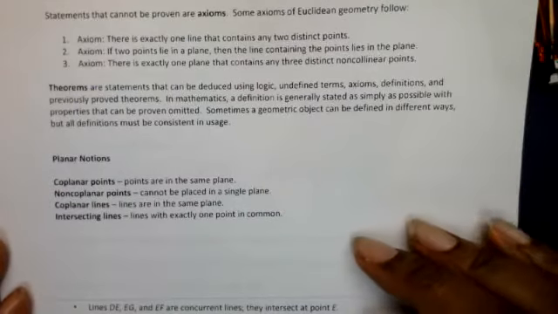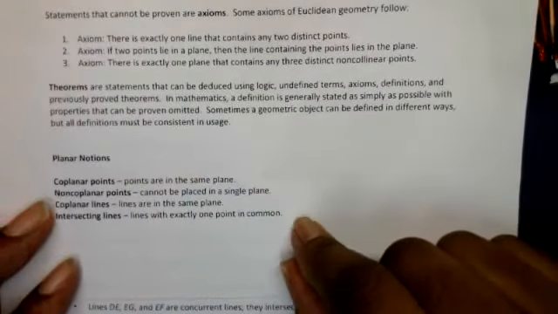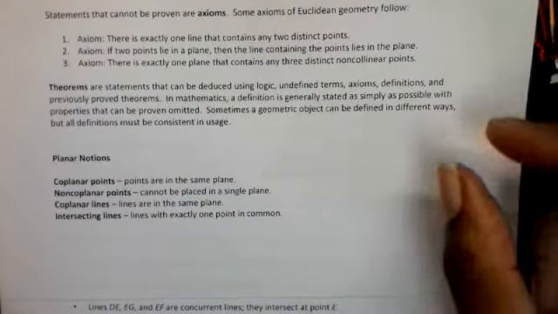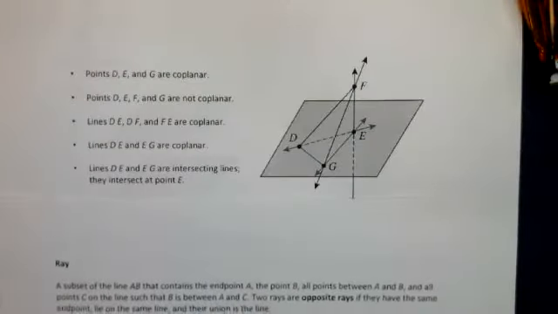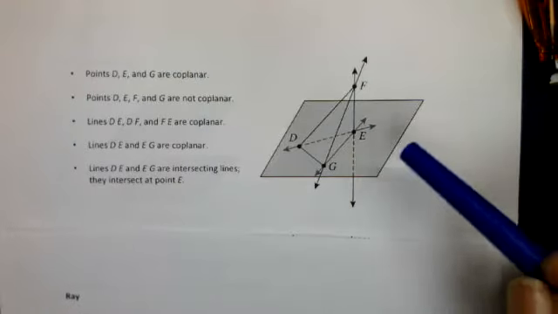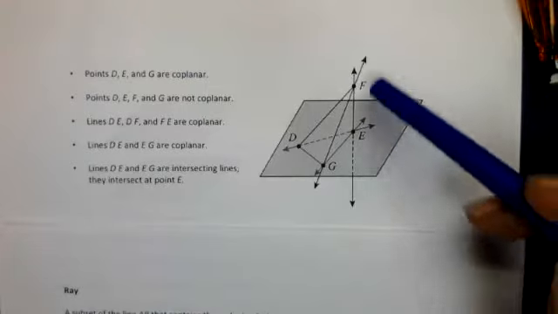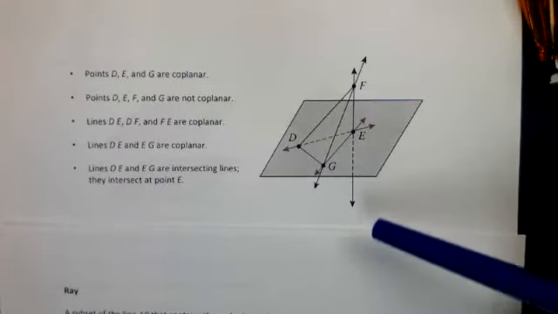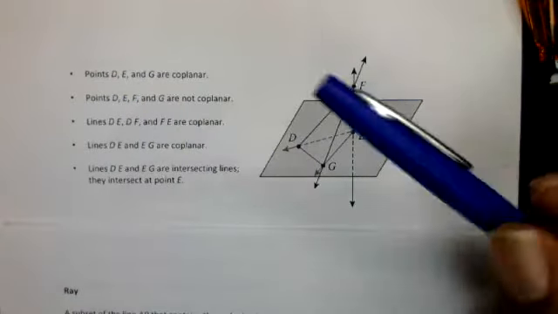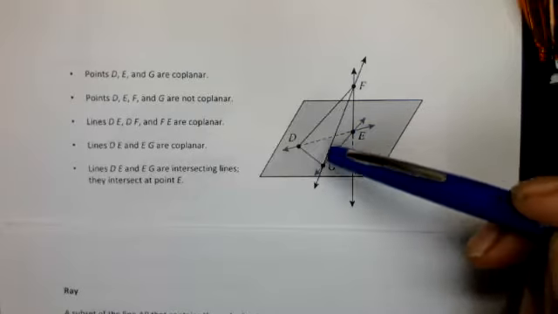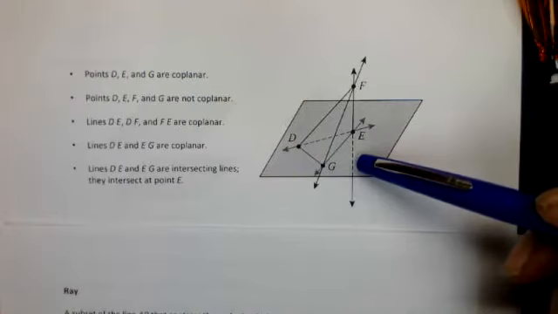Starting with coplanar points. Those are points that are in the same plane. And if you look at the next page of this handout, here is an illustration of a plane with some lines and points. Here, points D, E, and G are coplanar, meaning that points D, E, and G lie in this plane that you see here.